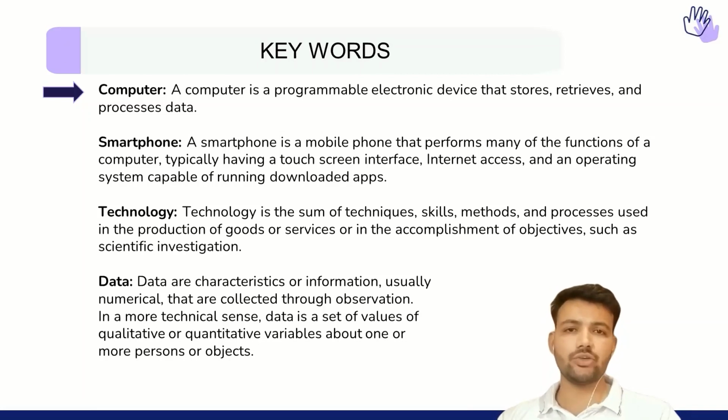Android operating system is highly used in smartphones, and now another term, which is technology. What is a technology? A technology is a sum of techniques, skills, methods, processes used in the production of goods or services, or to accomplish objectives such as scientific investigation. Data क्या होता है? Data are characteristics or information, usually numerical, that are collected through observation, and in a more technical sense, data is a set of values of quantitative or qualitative variables about one or more persons or objects. Basically data होता है raw facts and figures, either qualitative or quantitative.